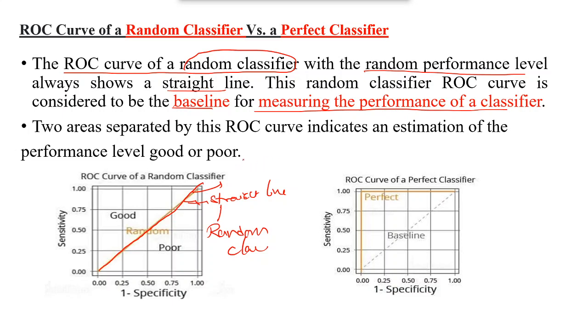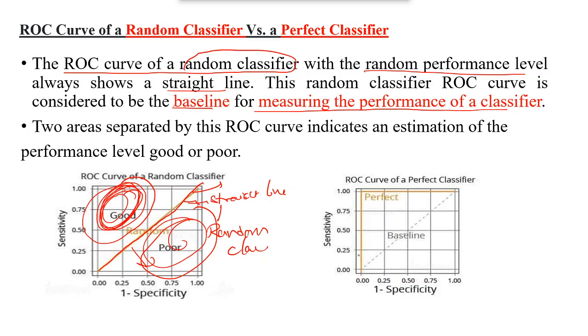Here there are two areas, area 1 and area 2, separated by this straight line. The area on one side can be considered as the good model, and the area below the line is considered as the poor model. So this is the ROC curve of the random classifier.